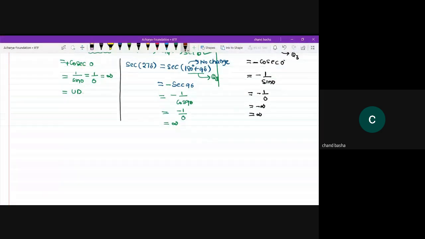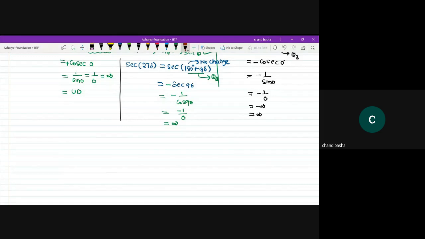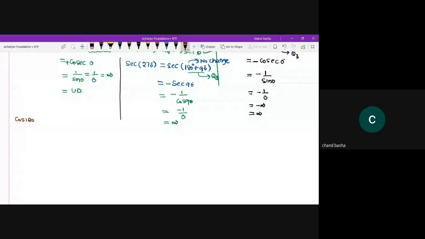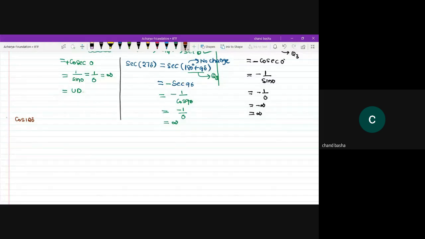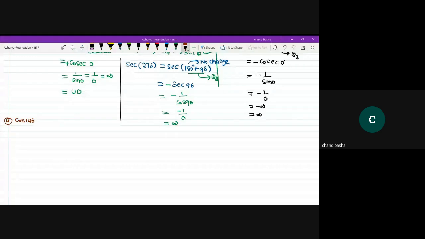Can I go for one or two examples for your practice, guys? Let's do this: cos 120 degrees. Just post your answers, make it fast. What is the value of cos 120 degrees? From the table, cos 120. I'm asking the value. You told me sin 30. It is not like that.